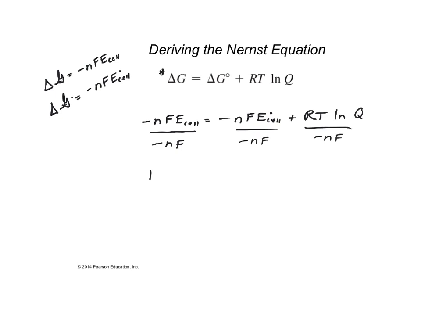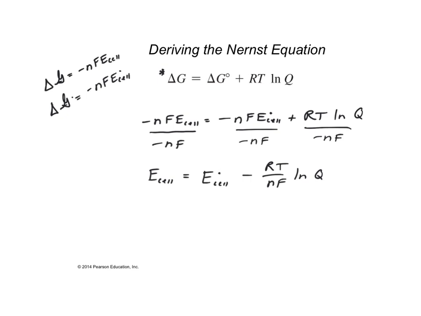And what we're left with is something called the Nernst equation. So this is the cell potential, not at standard state, is equal to the cell potential at standard state minus RT over nF ln of Q, where R and T and F and n, they're all the usual suspects, right? Same things that we've been dealing with thus far.